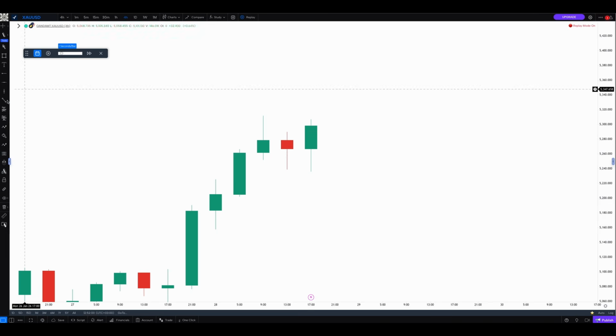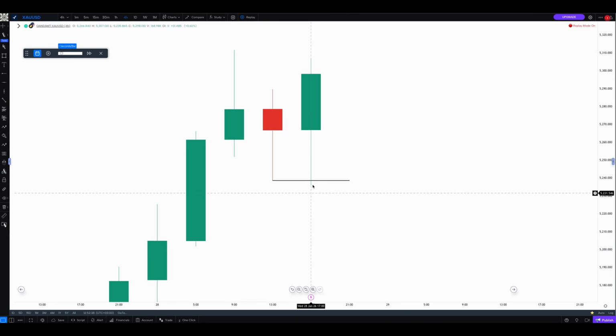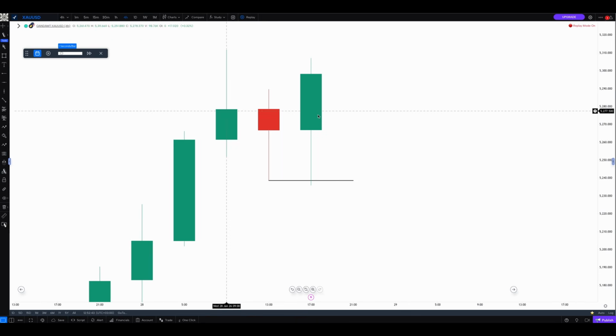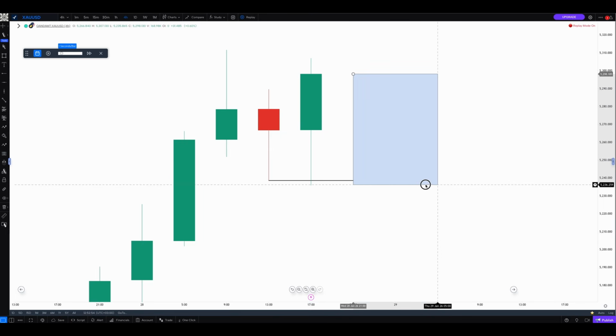What we're going to do is mark this red candle's low right here, and then you can see this candle sweeps liquidity of this previous candle's low. So what we do, we mark this green candle right here, okay? We're going to mark its close on top, and then mark all the way to its low, okay? And also give some space for the next candle.